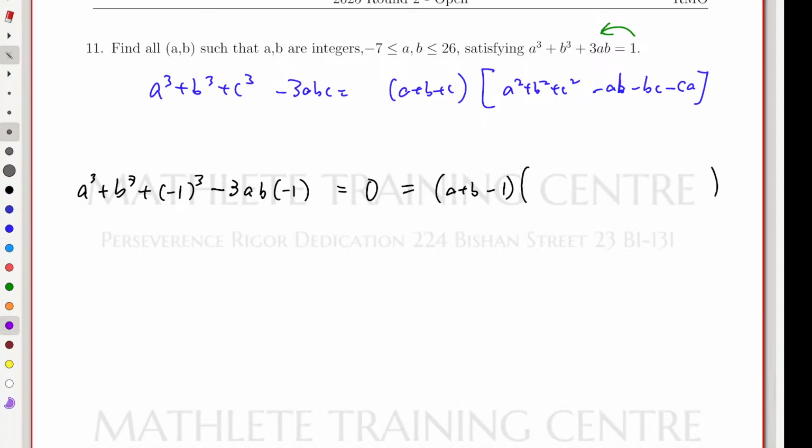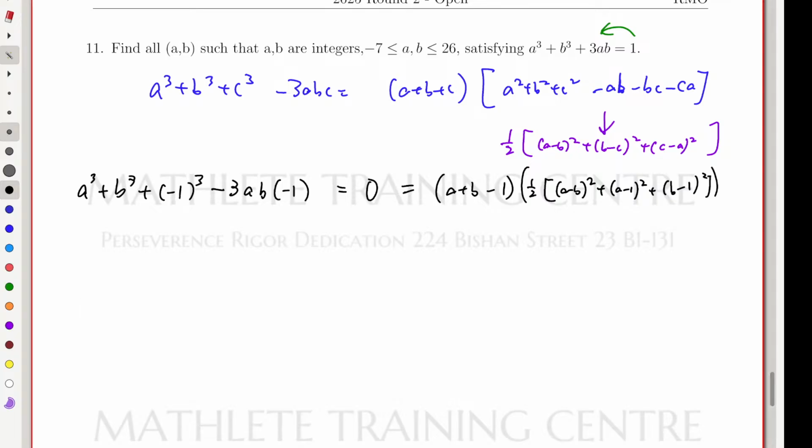Now, this bunch, you can rewrite in another way. You can rewrite it as half of (a minus b) squared plus (b minus c) squared plus (c minus a) squared. So in this case, it's going to be half of (a minus b) squared plus (a minus 1) squared plus (b minus 1) squared. Okay, let's deal with the easier case first, the case where the second term is 0.